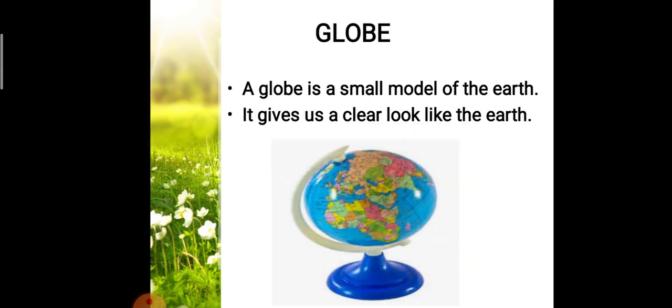Globe. A globe is a model of Earth. It gives us a clear look like the Earth. Here is one picture I have given. You can see this picture. You must have seen many pictures or a real globe also in the classrooms. Now when you observe a globe, it is a true model, or you can say a miniature form, of the Earth.